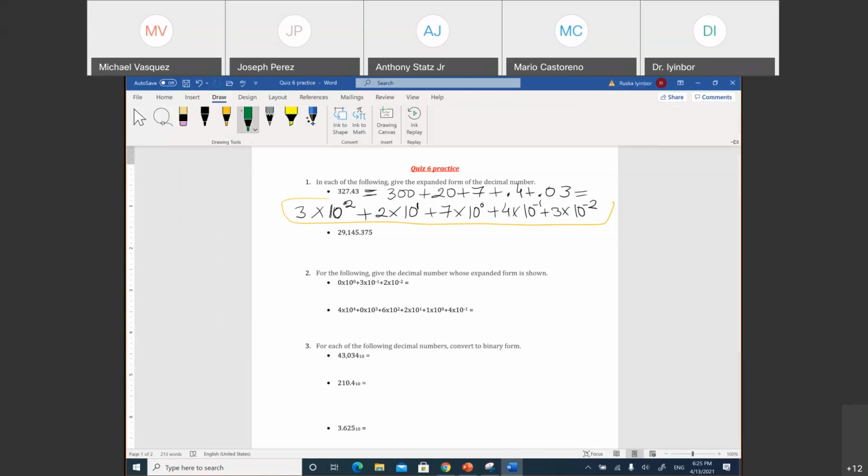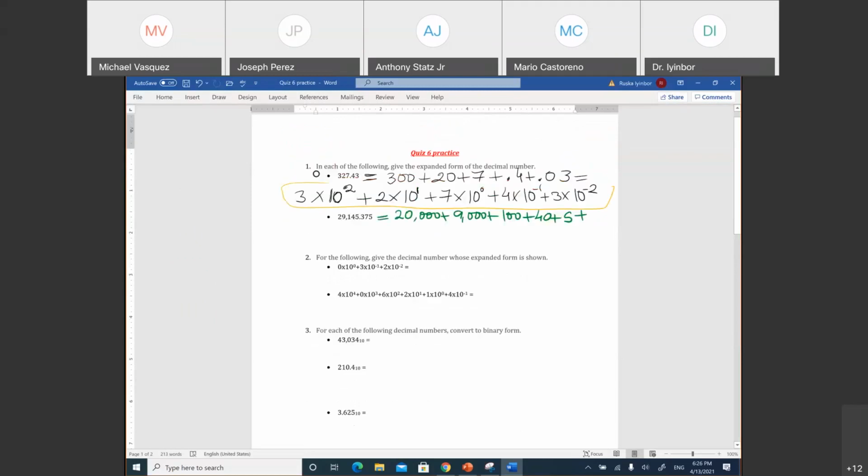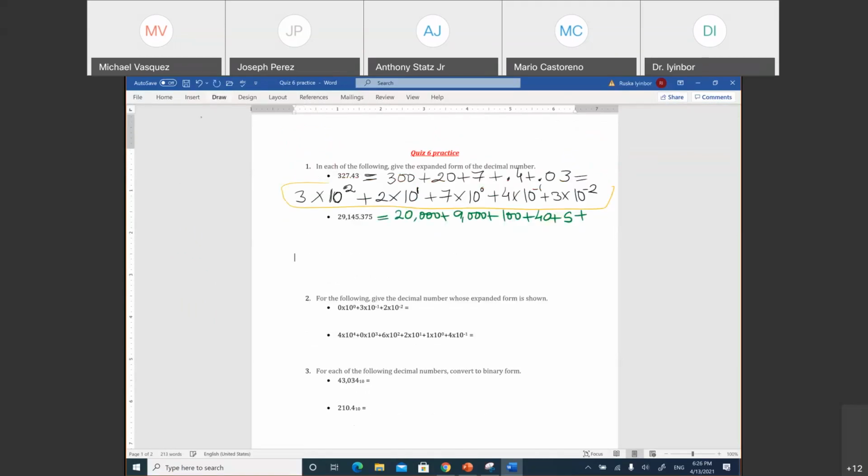So it's 29,145.375. So we're going to write it first like 20,000 plus 9,000 plus 100 plus 40 plus 5. And then you're going to continue with the decimal plus, I'm going to make a little more room so I can put everything here. Okay, then you're going to continue the decimal part.